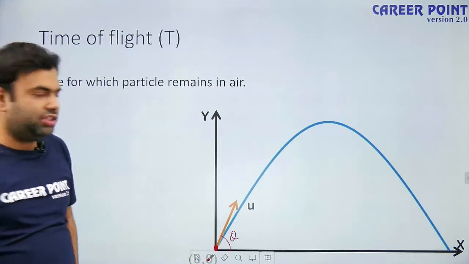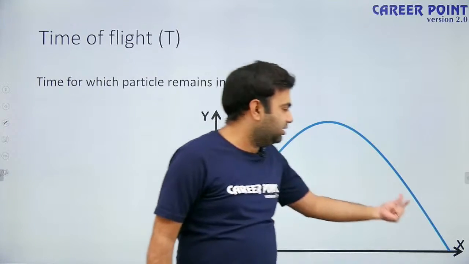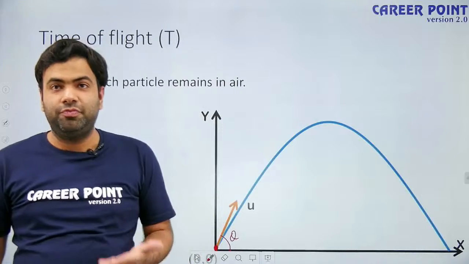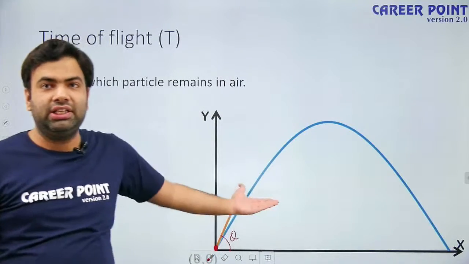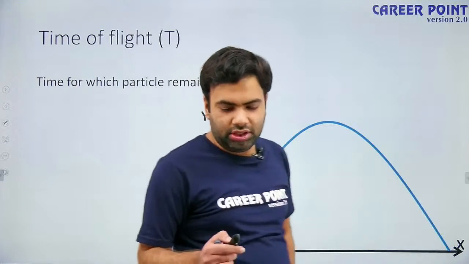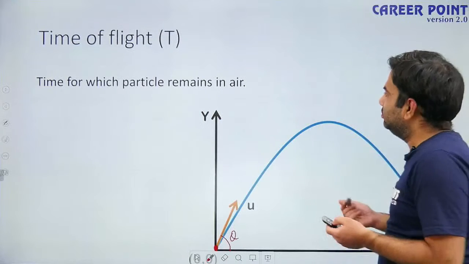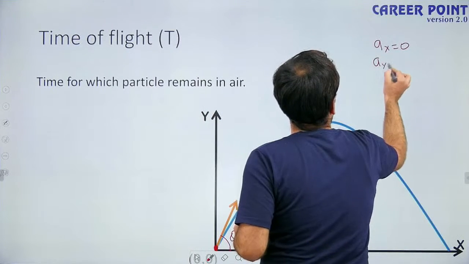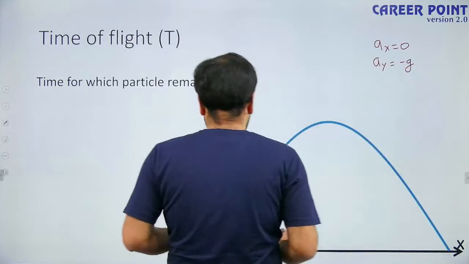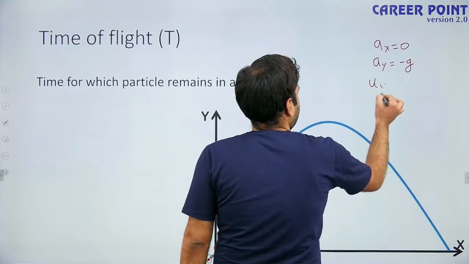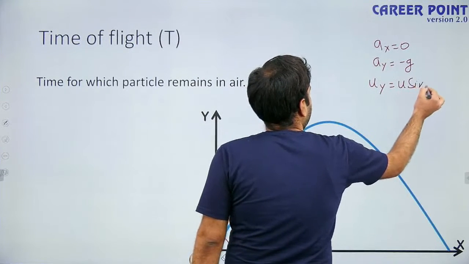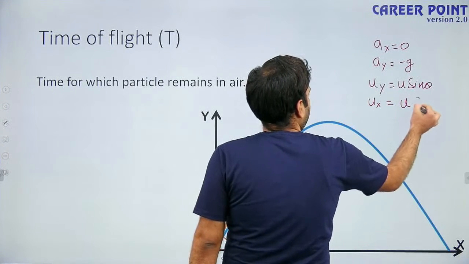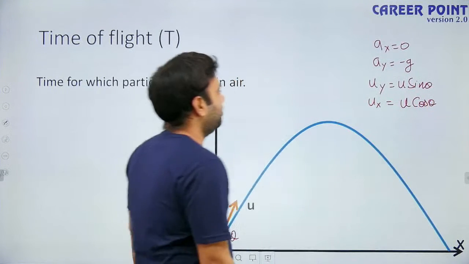After the completion of the journey, there is no displacement in y direction, so we can use the second equation of motion in order to calculate time of flight. How are we going to do it? See, acceleration in x direction is 0, but acceleration in y direction is minus g. What is the initial velocity in y direction? It is u sine theta. And what is the initial velocity in x direction? It is u cos theta.